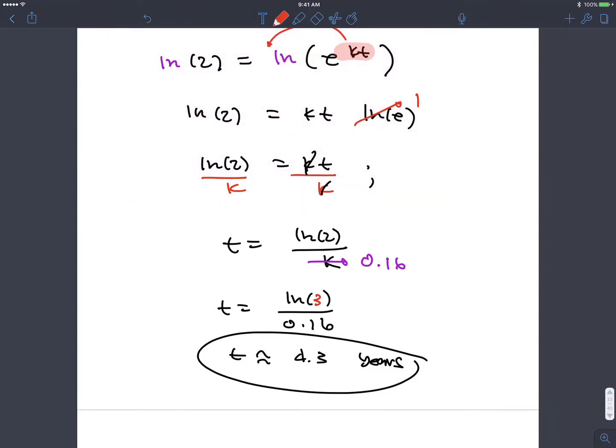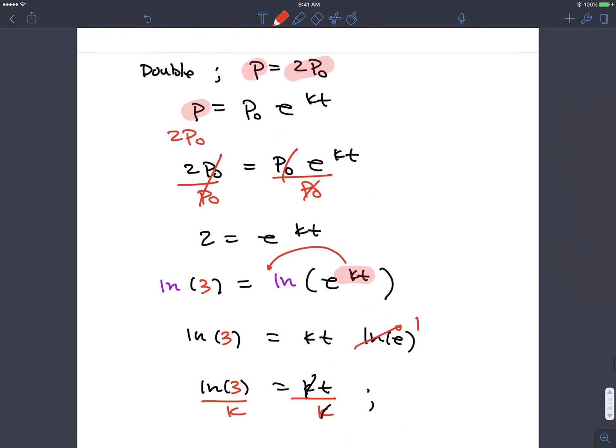This is 3. And these values here are now also 3. So I'm going to say this is going to be a 3. That's because to triple, your population now is going to be 3 times the initial population. That's tripling. So I'm going to replace that P with 3P naught.